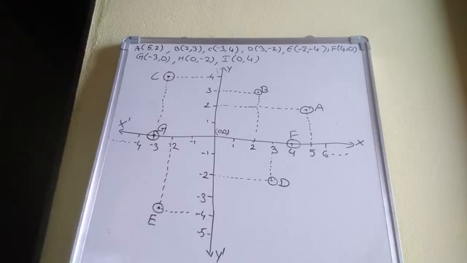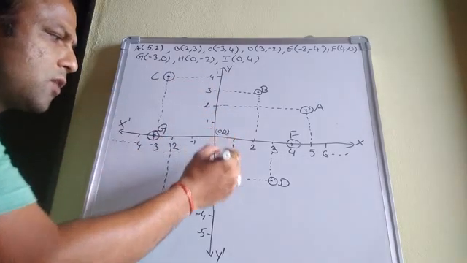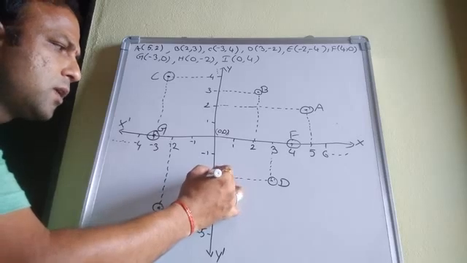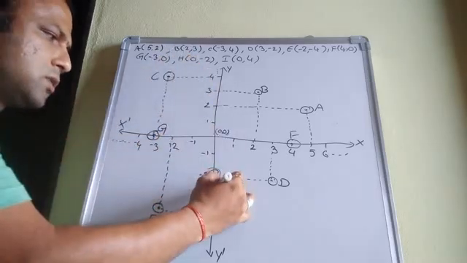Now what is H? (0, -2). The x value is 0, so it lies on the y-axis. x is 0 and y is -2. This point lies here. That point is H.